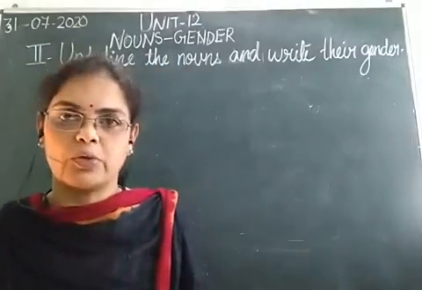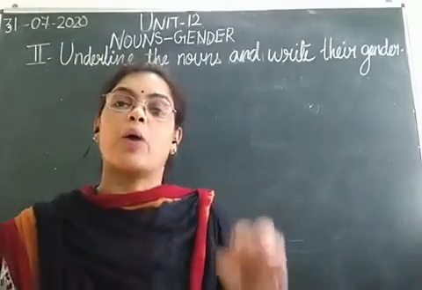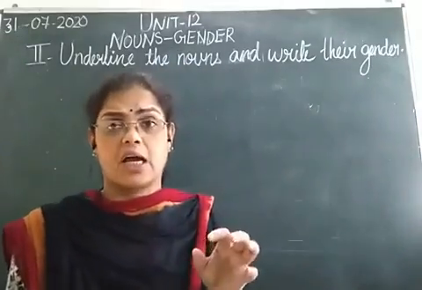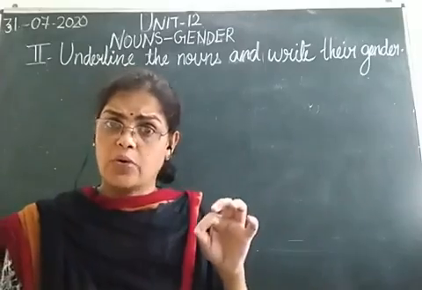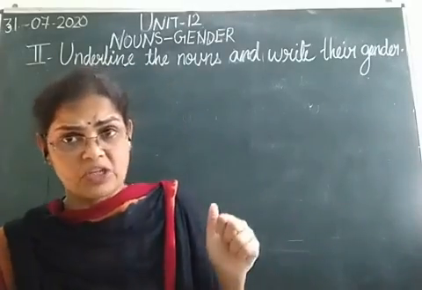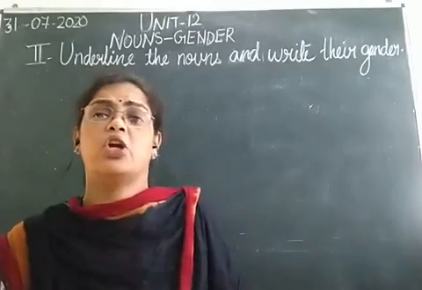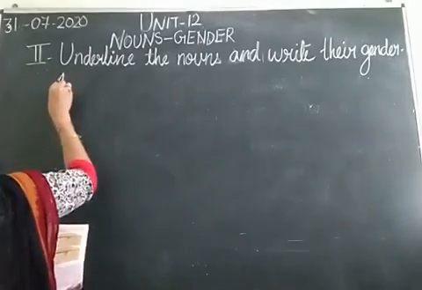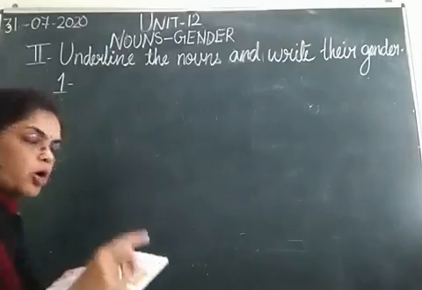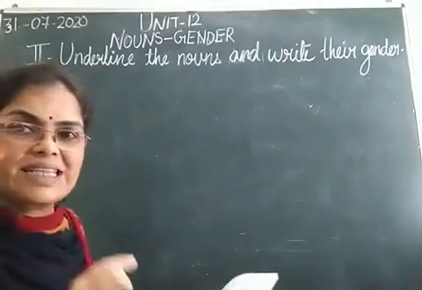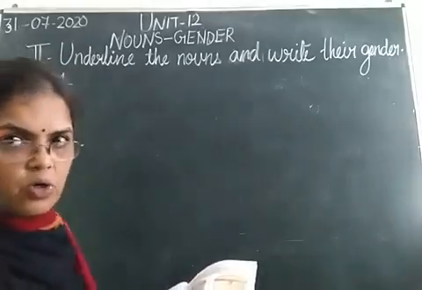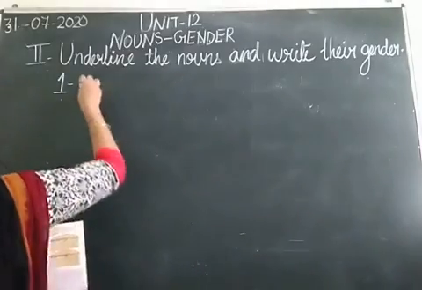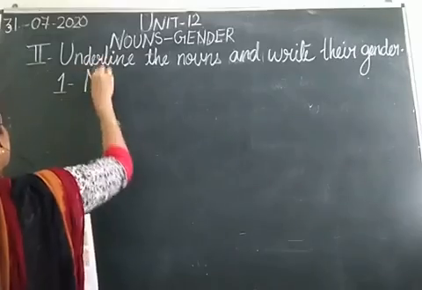There are sentences given, students, and in each sentence first we have to identify the noun. First of all we have to identify the noun, beta, and underline it. Then we need to tell which gender the noun is of, whether it's masculine gender, feminine gender, common gender or neuter gender. So students, this exercise I want you to do in your book now, and for your homework please do this exercise in your English notebook. Right now do it in your grammar book, and later on you can complete this exercise in your notebook so that you'll be able to understand it.